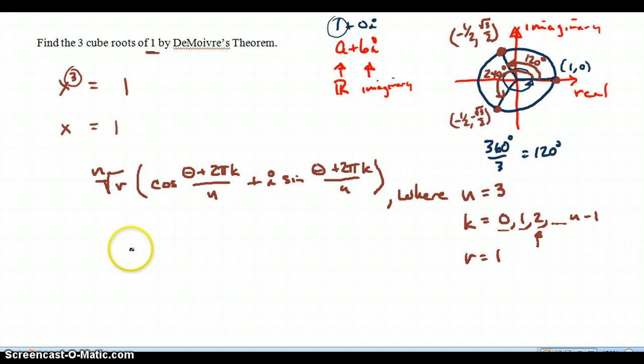Now, if we just plug in what we know, we're taking the cube root of 1 times the cosine. When we start out this circle, oh, I erased too much there. Let's try and do this.